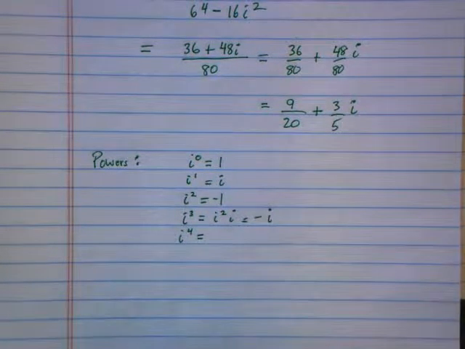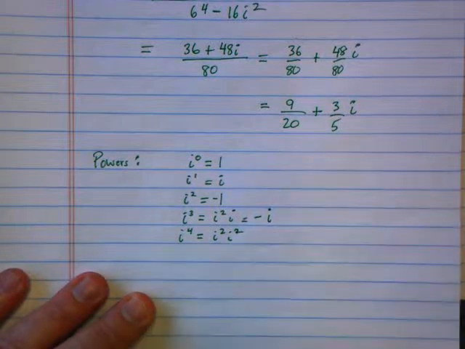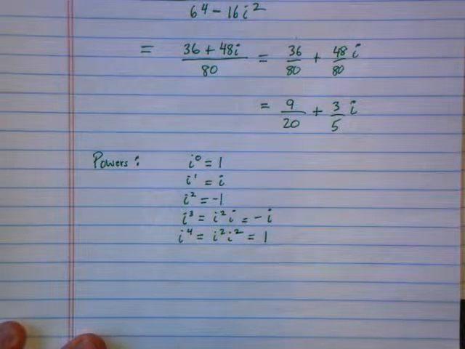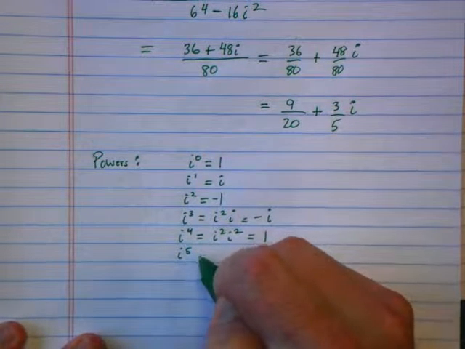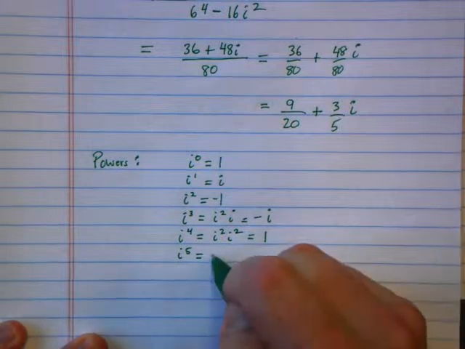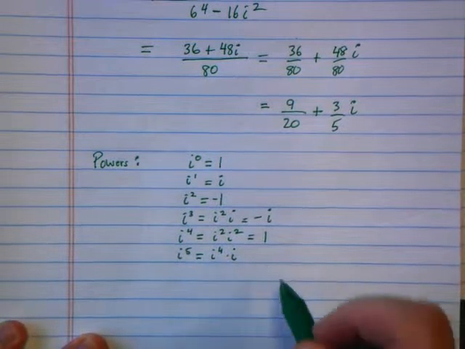How about i to the 4th? 1. Because the calculator said so? Yeah. All right, I got a better answer. i to the 4th, I could do a similar trick as what I did for i cubed. i to the 4th is i squared times i squared. What's negative 1 times negative 1? Positive 1. i to the 5th? i, because that's i to the 4th times i. And i to the 4th we just figured out was 1, so that's i.